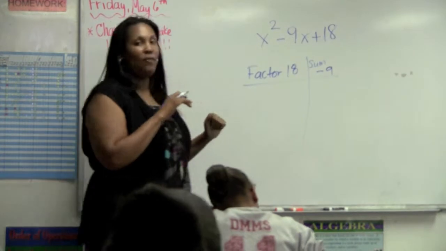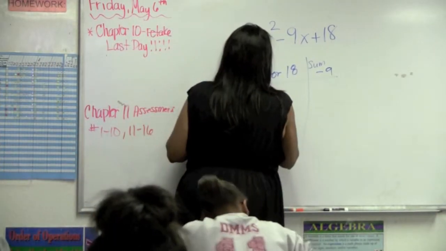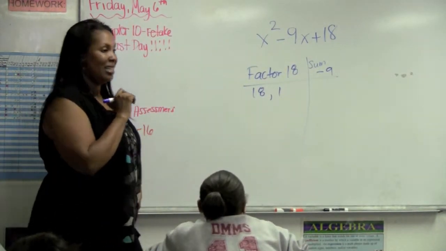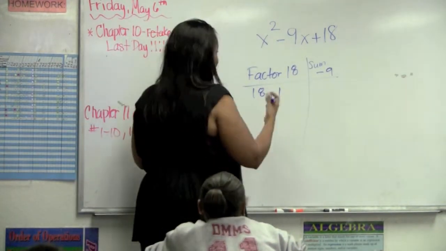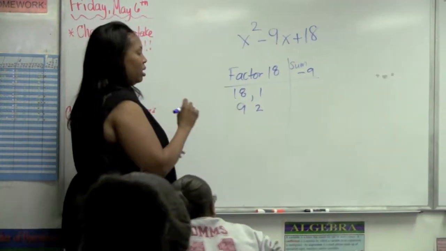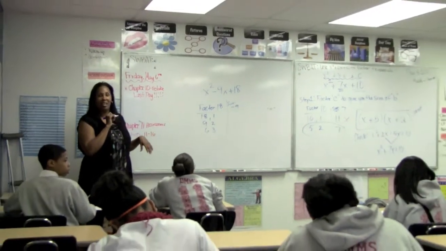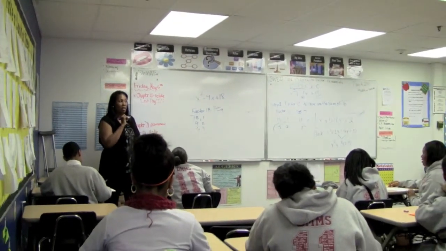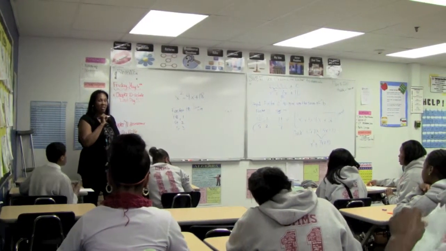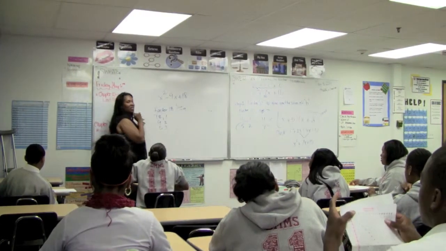So what are our basic factors of 18? 18 and 1 first. Then 9 times 2. 9 and 2. Then 6 times 3. 6 and 3. Is that it? Yeah. Okay, so now we need to find the sum to give us negative 9.